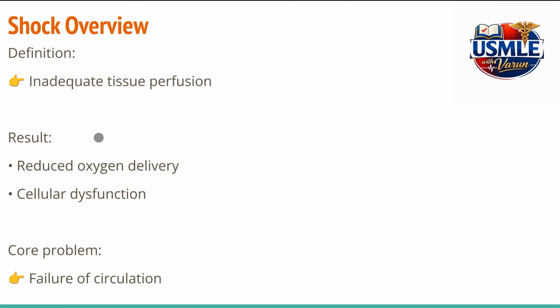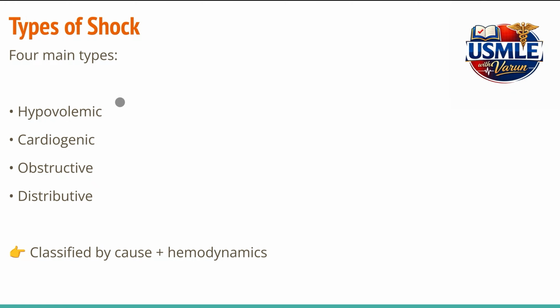Now let's move to shock. Shock is nothing but a condition where the tissues do not receive adequate blood flow, and this inadequate tissue perfusion could lead to reduced oxygen delivery, and eventually cellular dysfunction. The core problem in shock is failure of circulation, and there are four main types of shock.